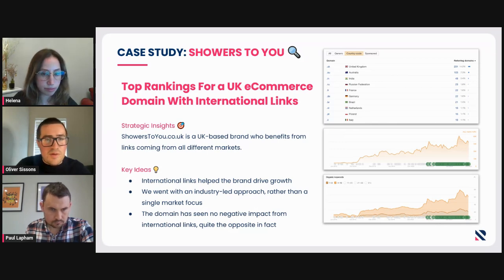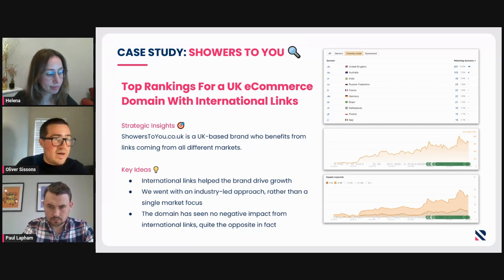And the key thing we've done with them on the digital PR side is use an industry-led approach rather than a single market focus. So we didn't set out to only earn UK links. We set out to earn authority links from any publication that's talking about concepts like bathroom, showers, hygiene, those kind of things. And what that did was allow us to maximize the number of links we earn from these high authority and broadly relevant websites.